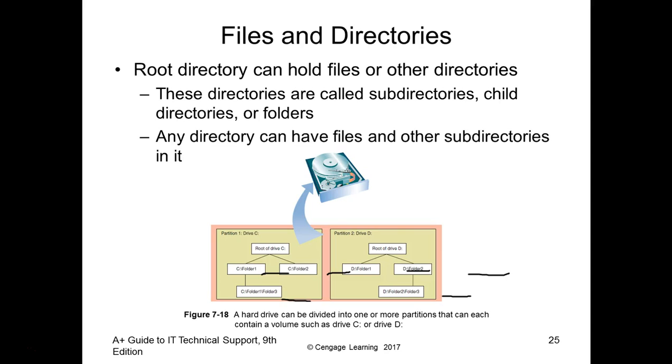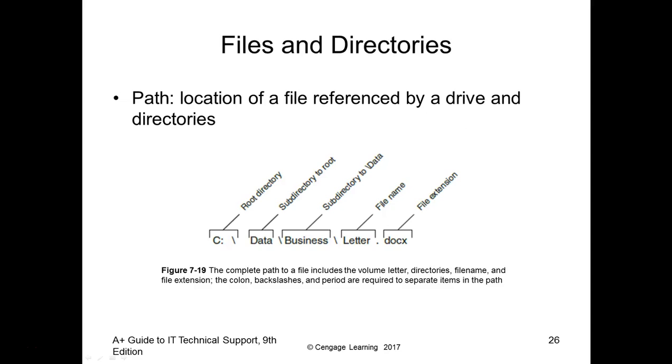Okay, so here's an example of the partitions. Again, you've got different root drives here. You got different folders and subfolders. So that's all the same. It's just going to depend on how your partitions are broken up. And then you have what's referred to as a path. Path is going to be the location of a file or folder. It's going to be the complete location.